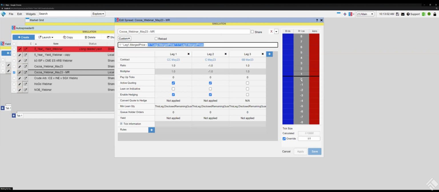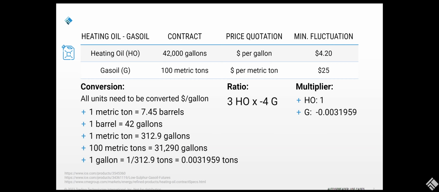Now, as I mentioned, this one's currently closed, so we don't actually have bids and asks. But again, just as an example of how we are able to include the currency leg in order to build out our spread.